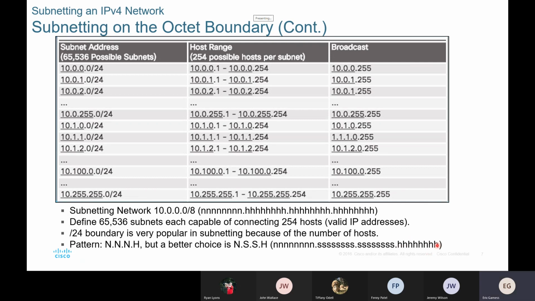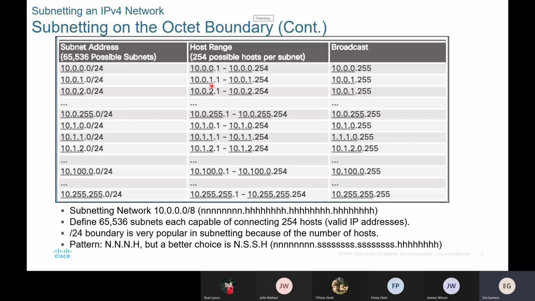Okay, we have to check on the host part. As you can see, we have 8 bits. For each H, we have two possibilities, so it will be 2 times 2 times 2, 8 times. We will have a total of 256 IP addresses. Since we are going to lose 2 IP addresses in each subnetwork, the number of valid IP addresses will be 256 minus 2, which is 254.